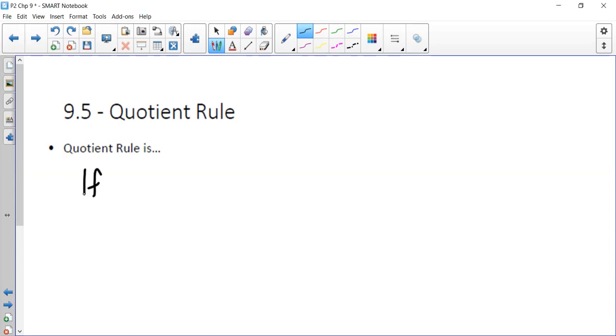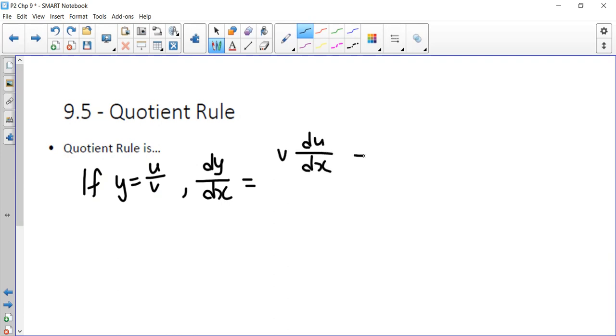So if y equals u over v, now we must have u in the numerator and v in the denominator, then dy by dx equals, remember last lesson I mentioned that both rules start from the v. That's why I start using v in the product rule. Now quotient rule must start from the v, so it's v du over dx minus u dv by dx, all over v squared. We call it v du minus u dv over v squared.